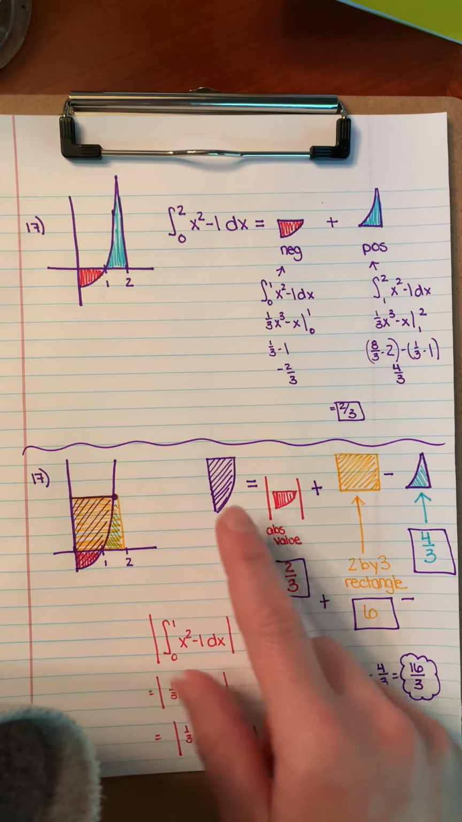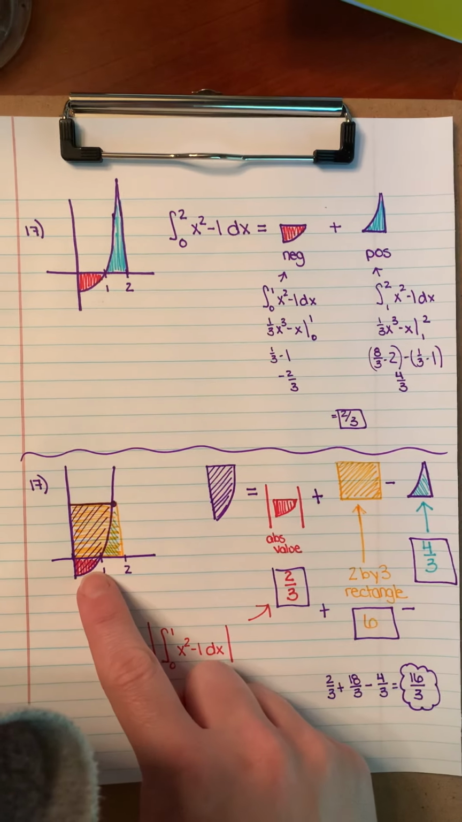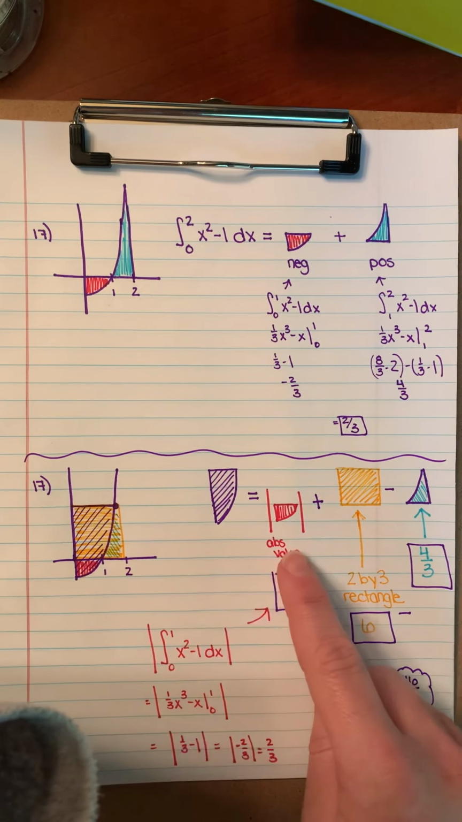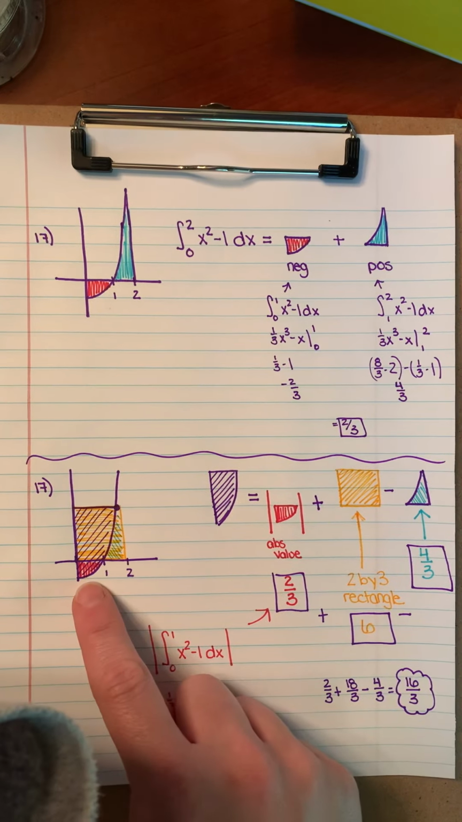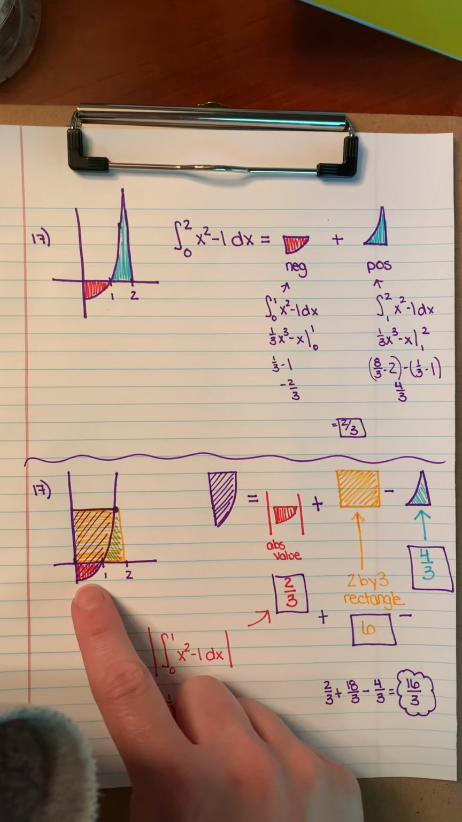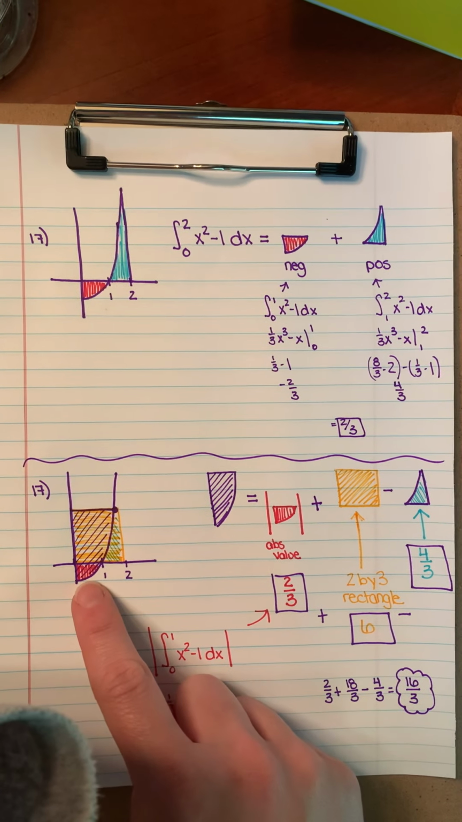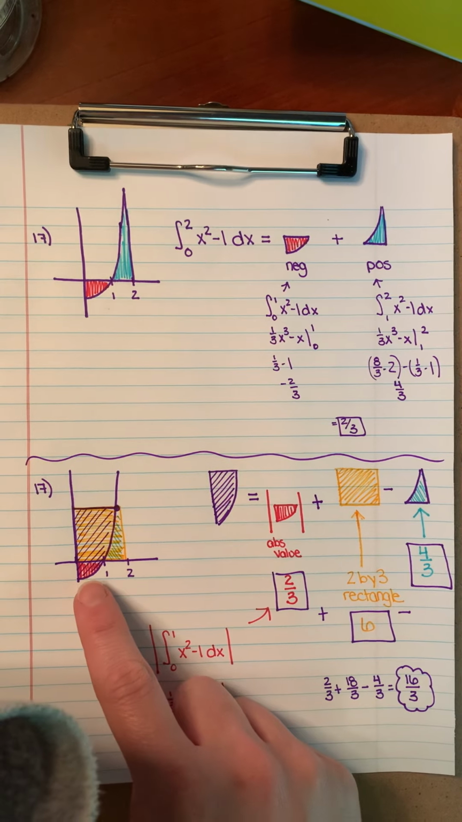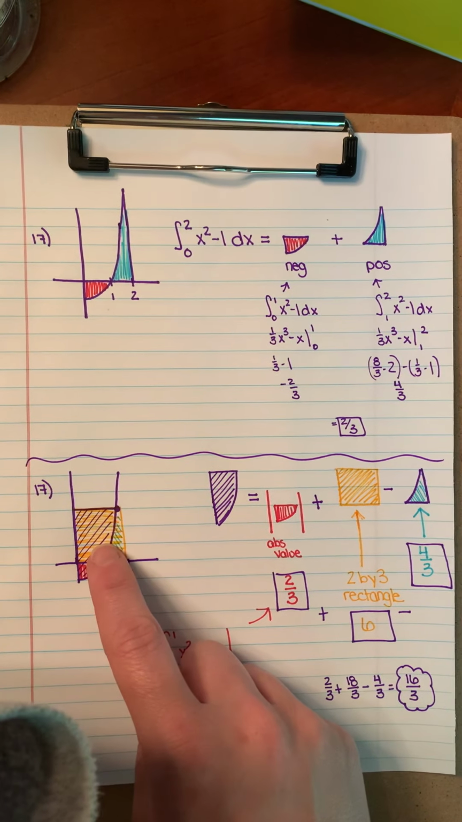The first region is that little red piece from above, except I don't want it to have a negative value. So I'm going to take its absolute value. That'll give me the area, if I had to paint or color the red section, how much area I would be coloring. Then I'm going to look at this yellow piece.